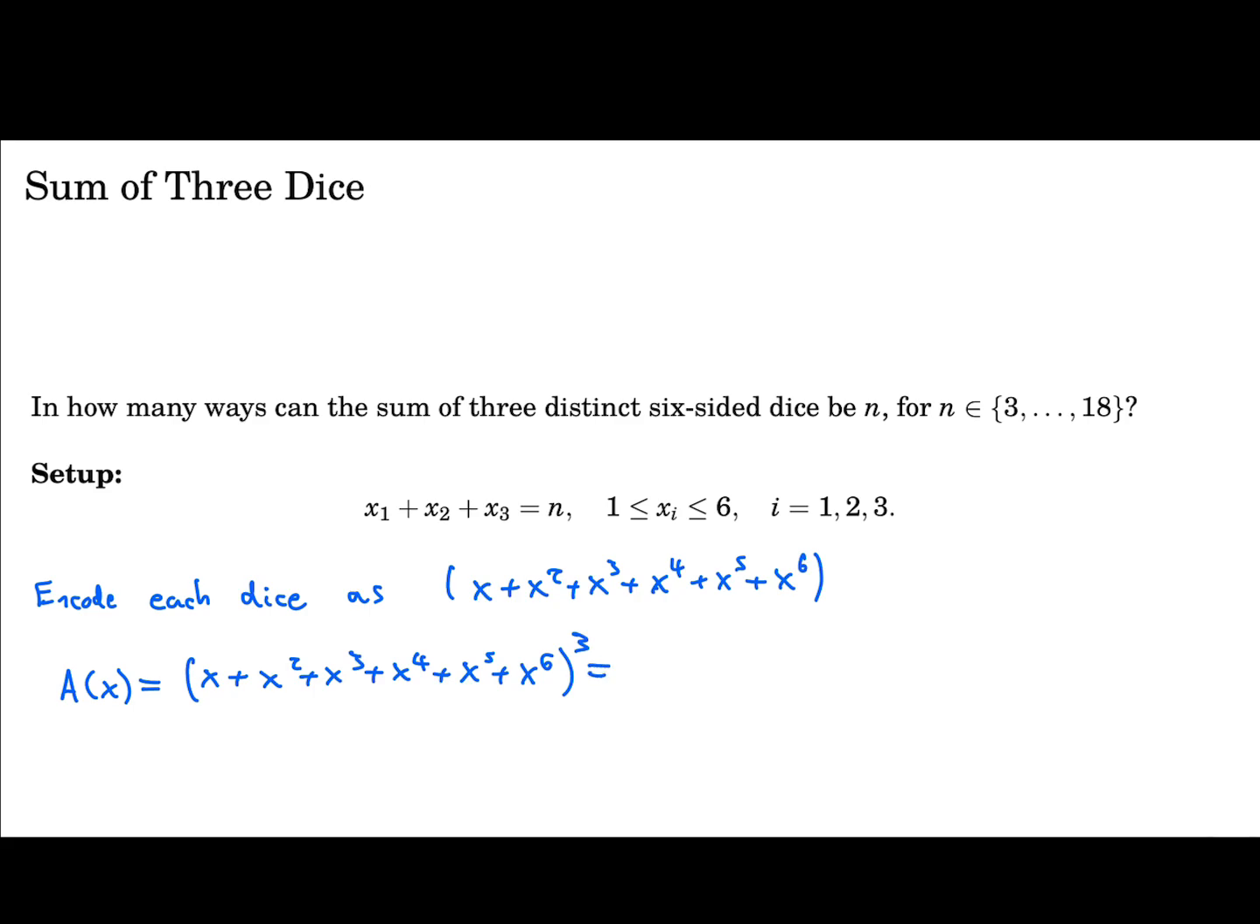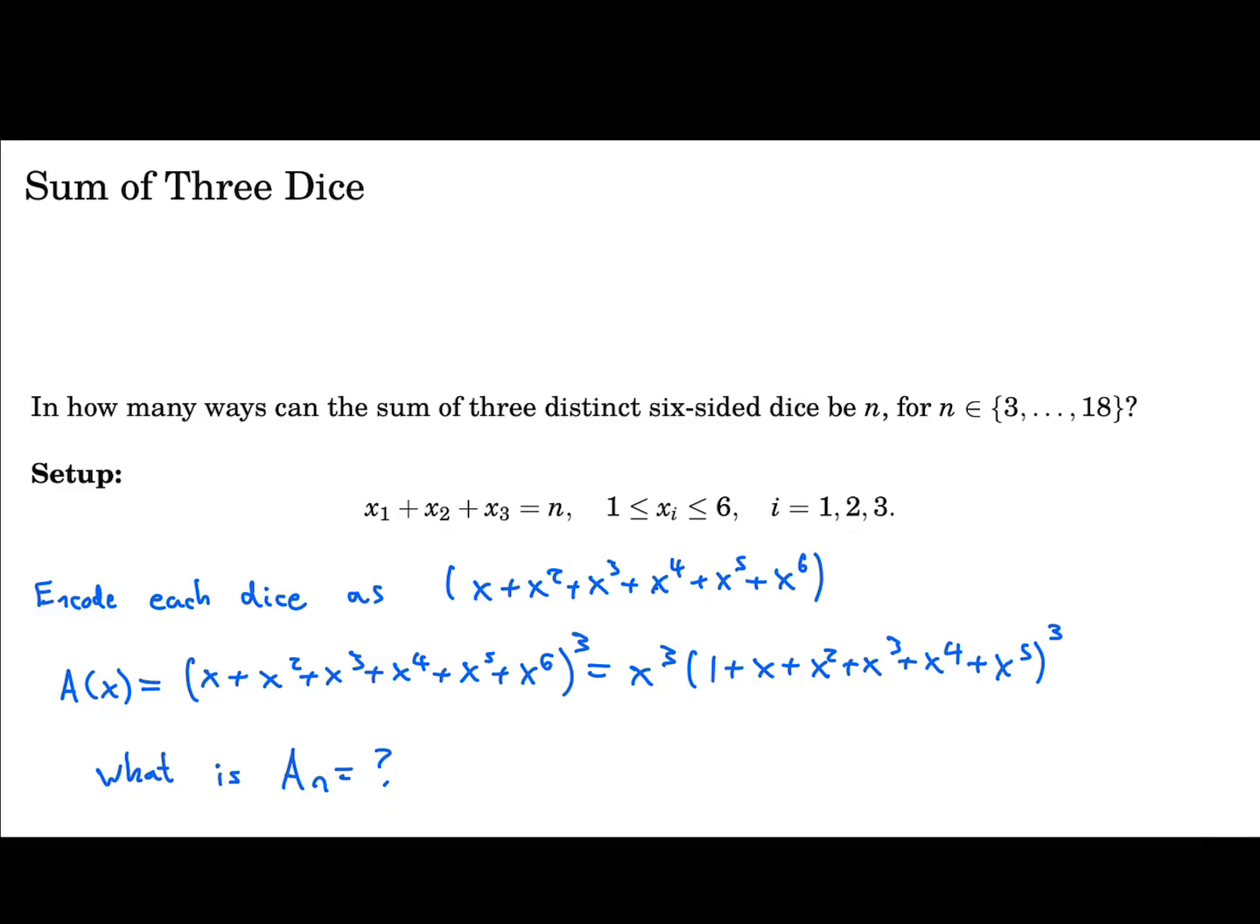And you can factor out an x cubed term, and it'll give you something like this: x cubed times (1 plus x plus x squared plus x cubed plus x to the 4 plus x to the 5) cubed. And we are interested in what is a_n. So what is this equal to? What is a_n?